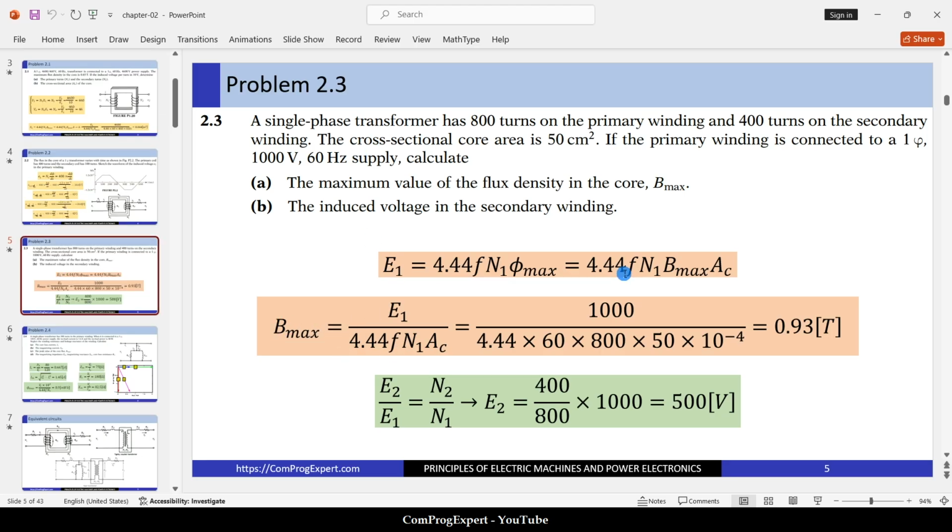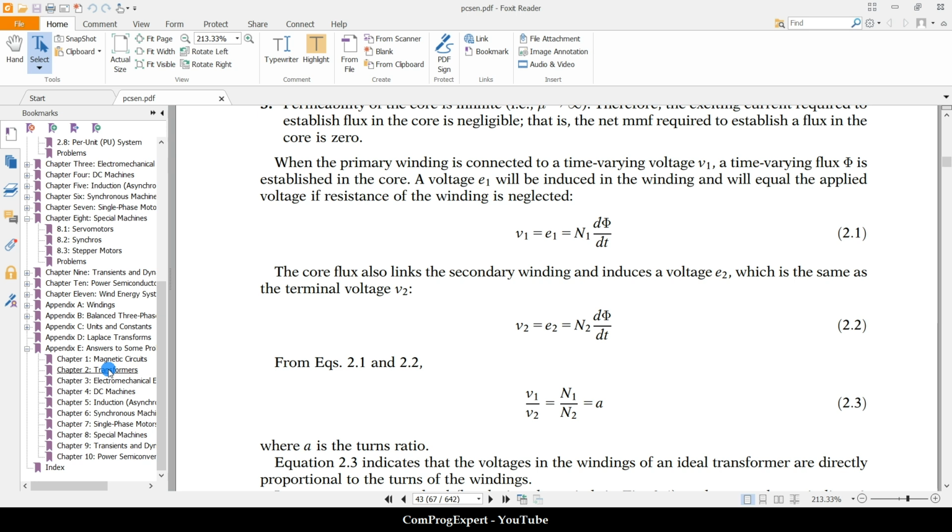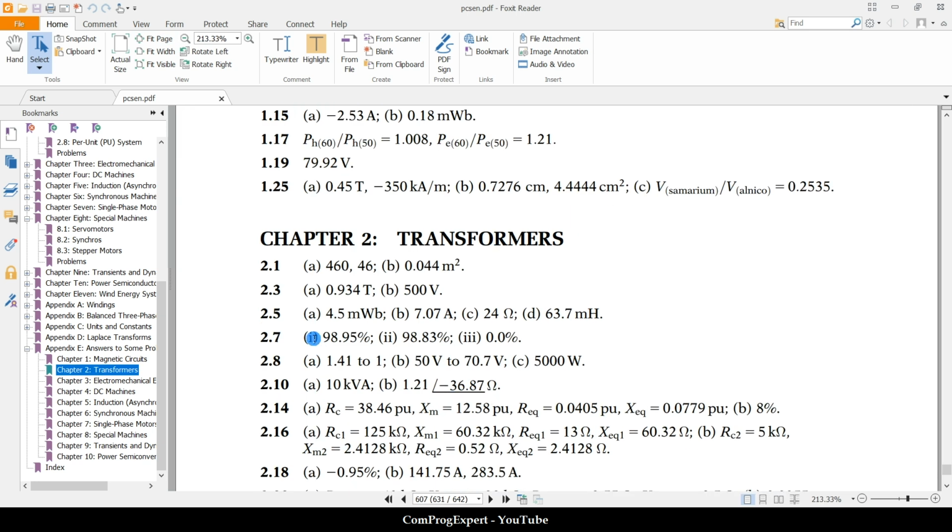So if you replace numbers in this equation, we will have 1000 divided by 4.44 times 60 hertz times 800, N1, the number of turns in the primary coil, times the core area, that is 50 centimeter square. That is equal to 0.93 Tesla, the value of B max. Okay, so you can check the numbers here for problem 3.